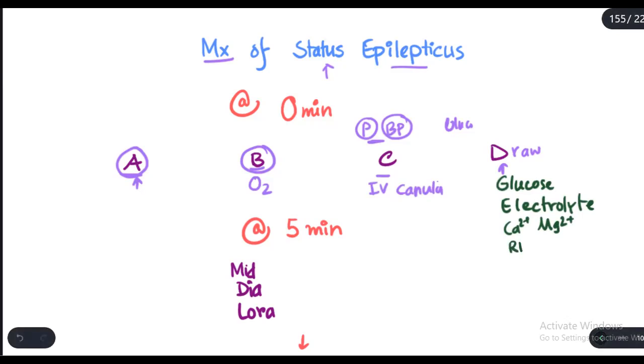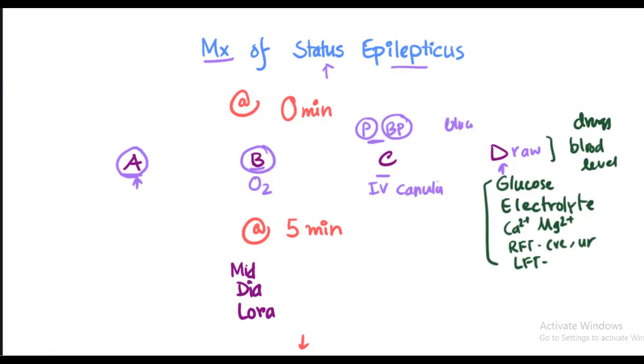Do the renal function test, especially the urea and creatinine, because uremic encephalopathy can also be a cause of seizure. Do the liver function test, because hepatic encephalopathy is a cause of seizure. And along with those, if the patient is a known epileptic, then test for the blood level of the drug. Blood level of antiepileptic drugs. Those are the things that you do inside of 5 minutes.